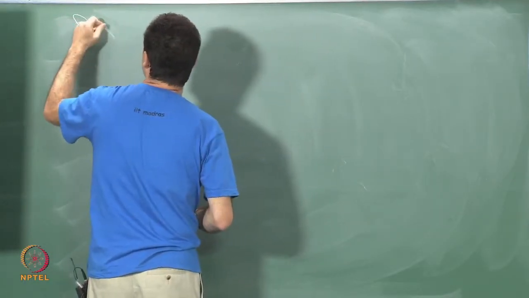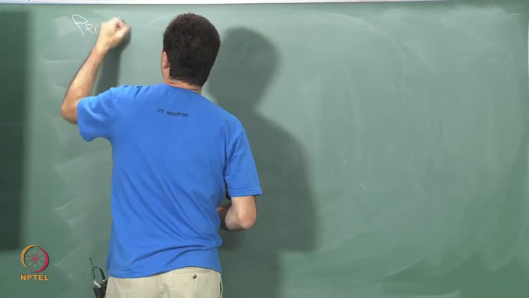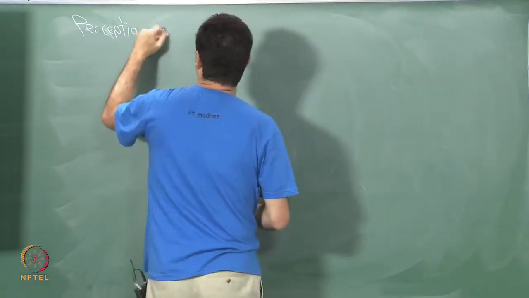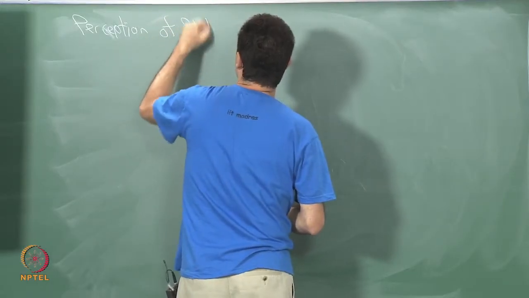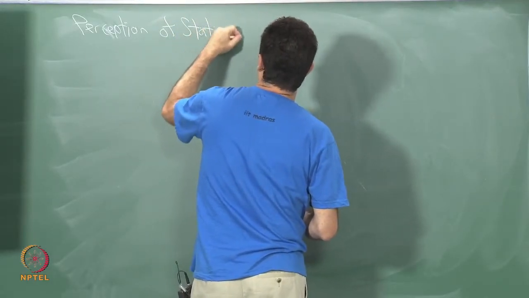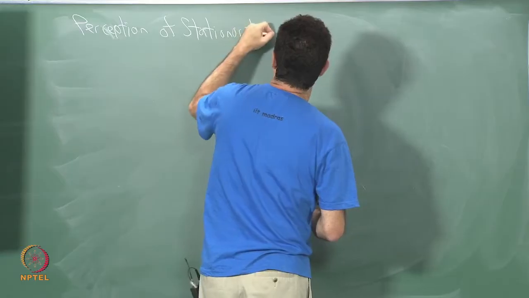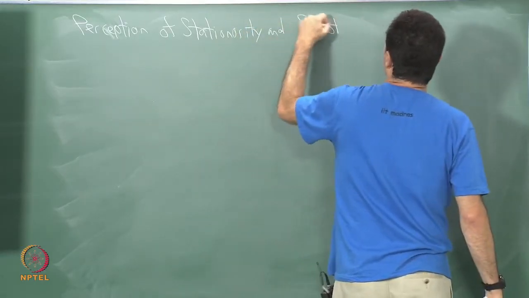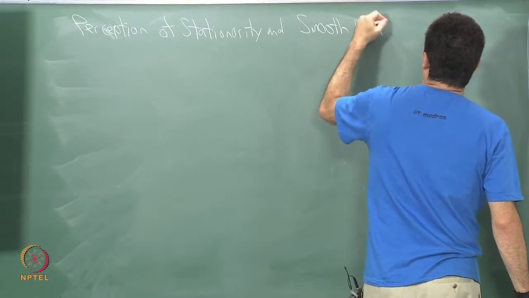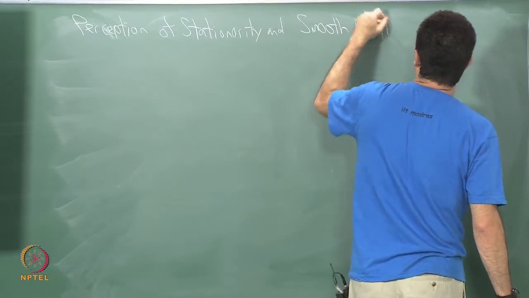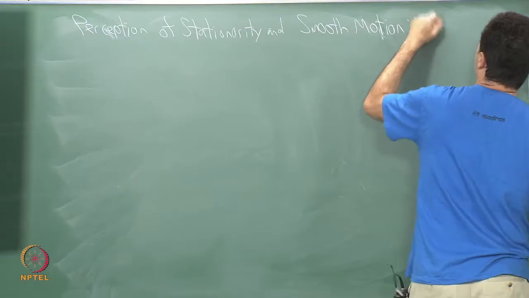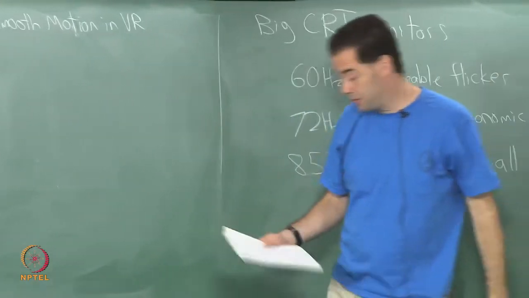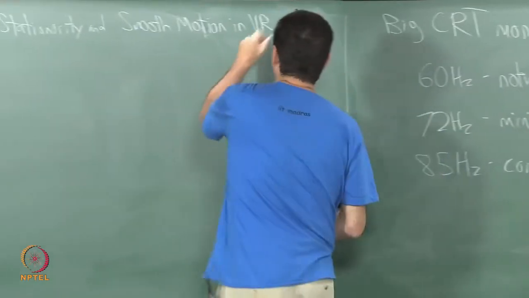So perception of stationarity and smooth motion in VR, in a VR headset, VR head mounted display in particular I want to talk about.